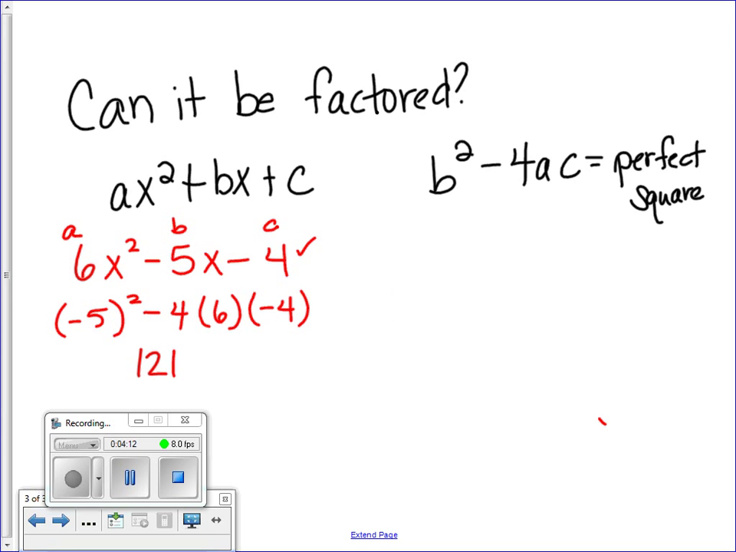Right there. You could say, all right, negative 24 and negative 5. Yep. Negative 8, positive 3. So that one would factor. You wouldn't have to sit and wonder. All right, you have it.